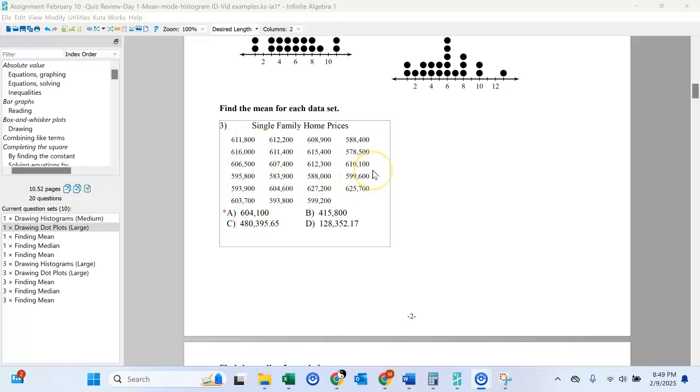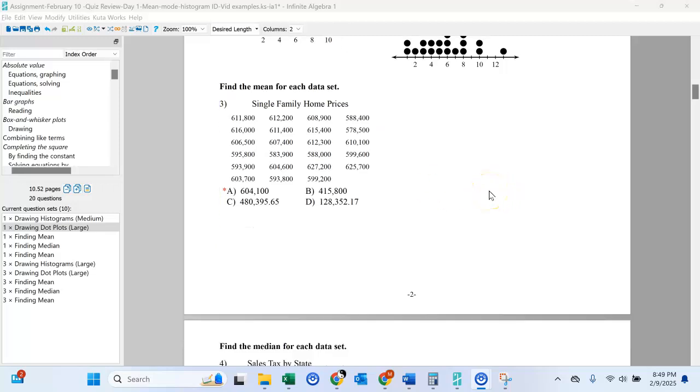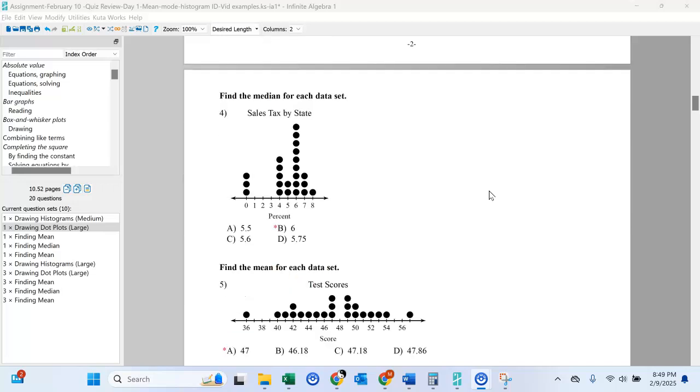Now here you could use your calculator to do it. You might want to use Desmos to calculate it. That might work. But anyway, it's just a little bit of data entry. So, okay. So anyway, the next kind of question you're going to see is you're going to see the median for each data set.